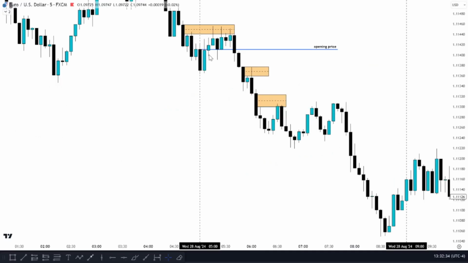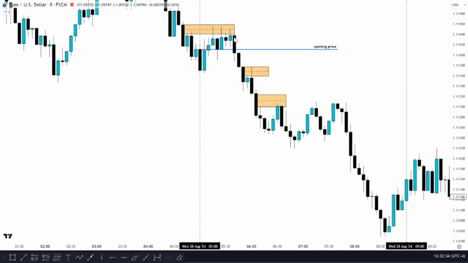Now here is the 4-hour candle I pointed out, expecting lower prices. Here's the opening price. Price traded higher, took out this high, traded into the fair value gap. You can see how price stayed, not closing above the fair value gap.